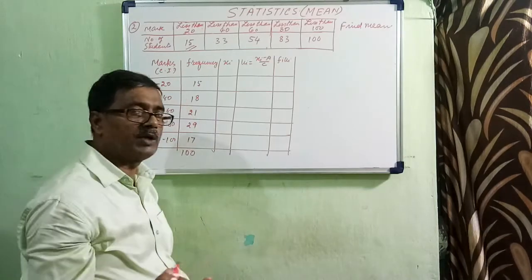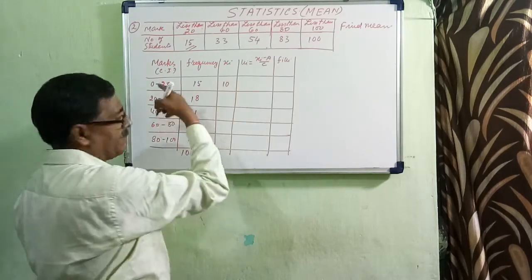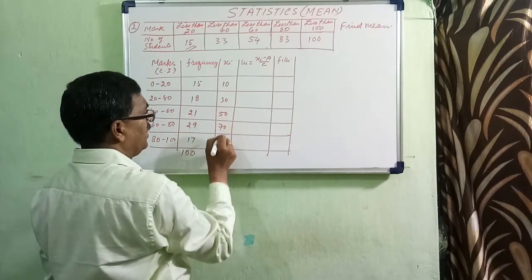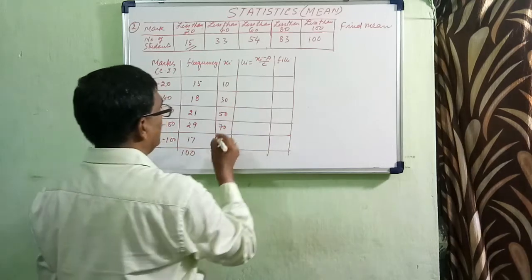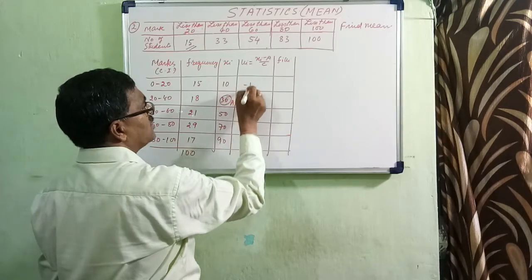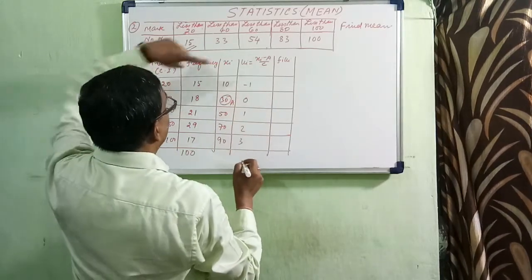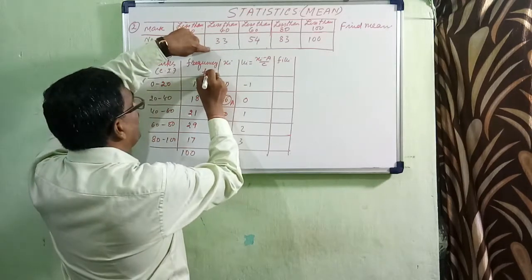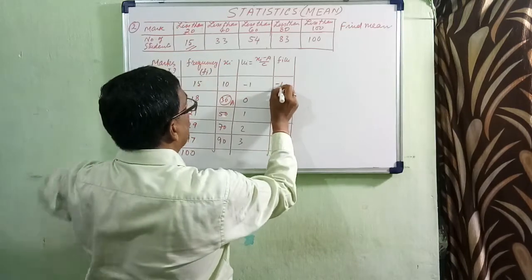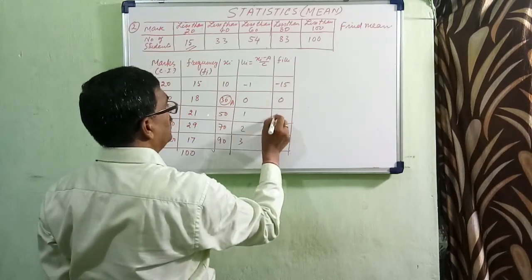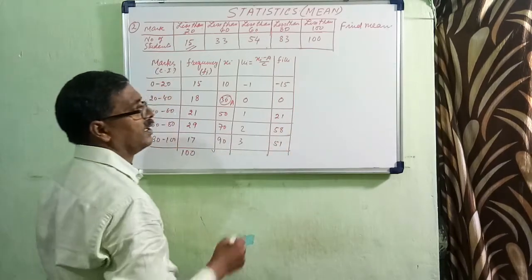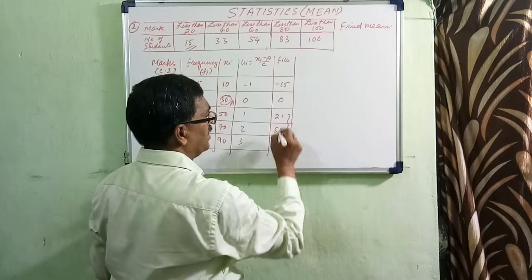0 plus 20 divided by 2, 10. What is the gap? 20, 20. So 30, 50, 70, 90. And then let us say this is considered as your A. So this will be 0 minus 1, 1, 2, 3. Multiply these two. This is your Fi. Minus 50, 0, 21, 58, 51. Let us add, what is this total?